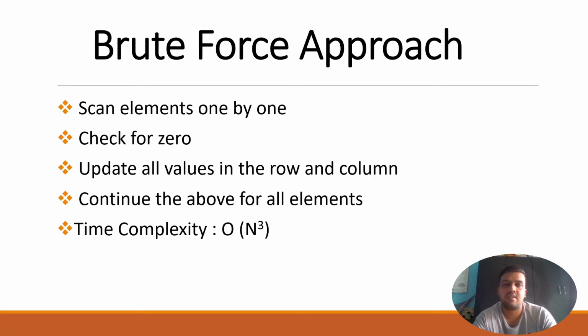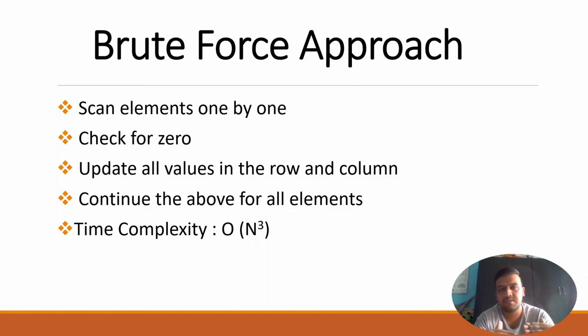First of all, we will get to know about the brute force approach. The brute force approach says that I will scan the elements one by one and check for the zeroness of the value. If the value is 0, then we will update the row and column of that 0 value, and we will continue to do that for all the elements. Essentially, this whole operation will lead us to a time complexity of order of n cube, which is, I think, the worst case scenario in this problem.